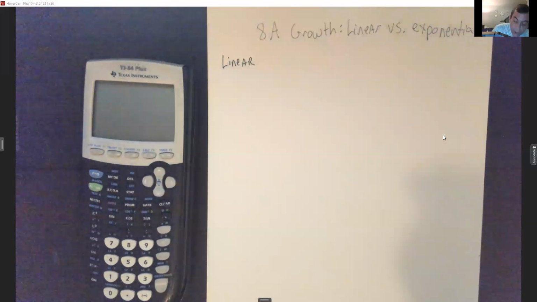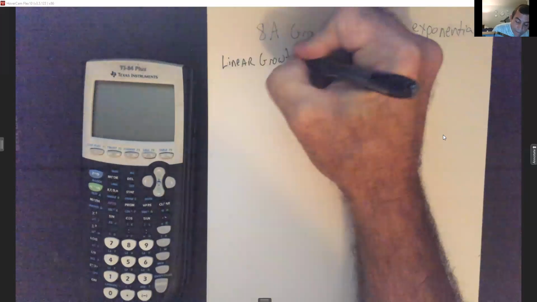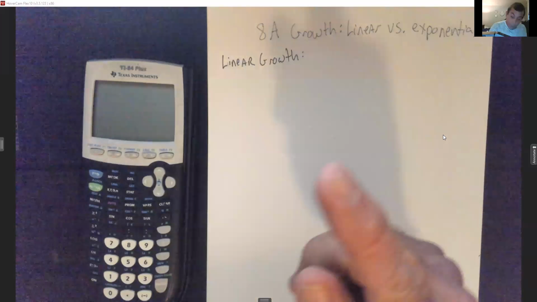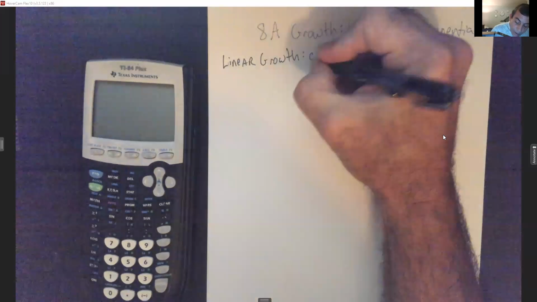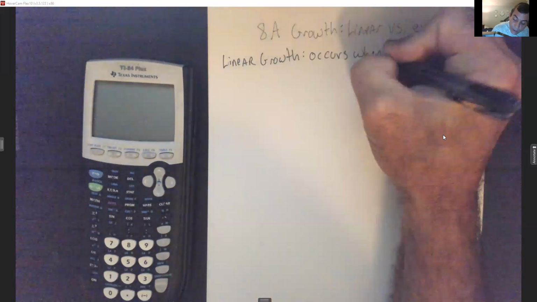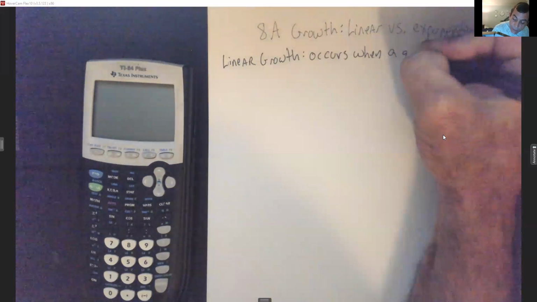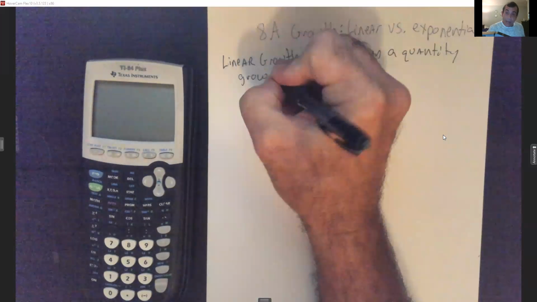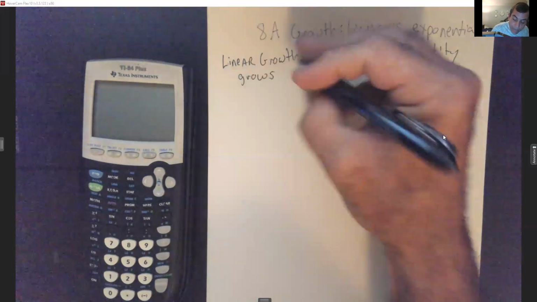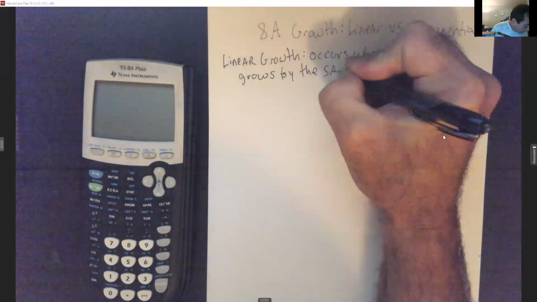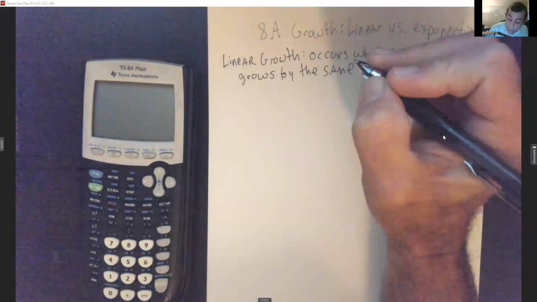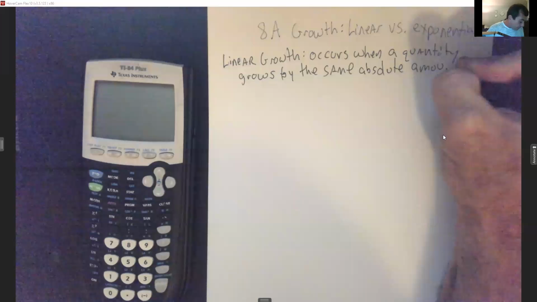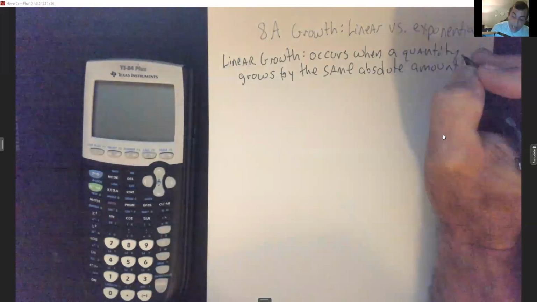All right, so linear growth. This is going to occur when a quantity grows by the same absolute amount in each unit of time.